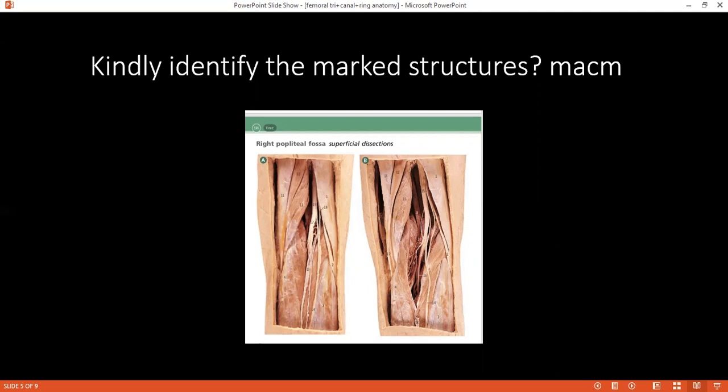Can you please tell me the origin and insertion of the biceps femoris muscle? Yes, ma'am. The biceps femoris muscle has a short head and a long head. The long head originates from the ischial tuberosity, and the short head originates from the proximal part of the femur. And what is the nerve supply of the biceps femoris muscle?